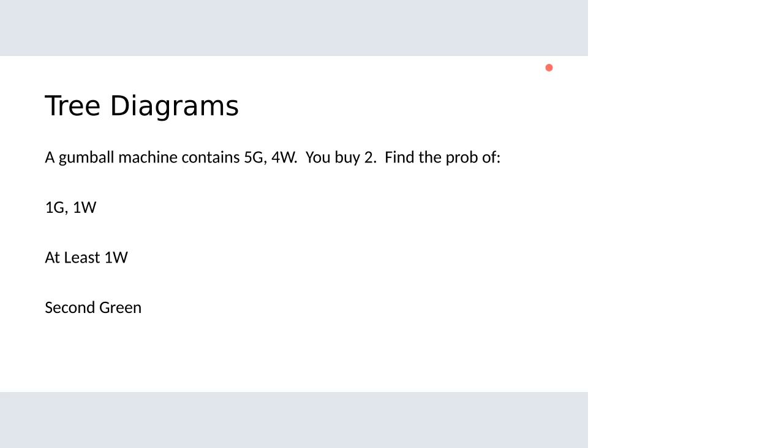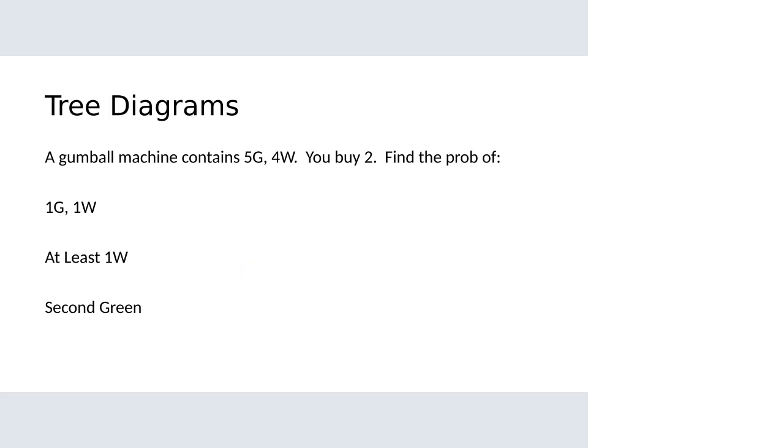because we don't have single specific outcomes. This says 1 green and 1 white. It doesn't say what order those are going to come in. It's just 1 of each is really what that's saying. And because there may be more than one way to get that result, we're going to use a tree diagram. So we'll draw our tree.